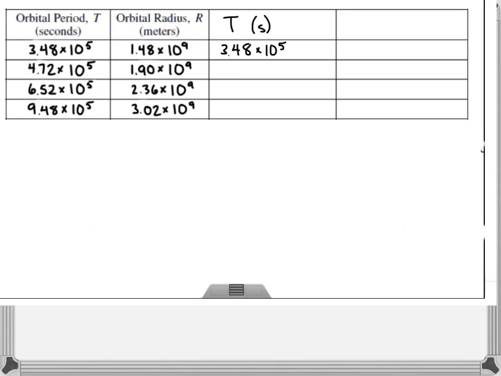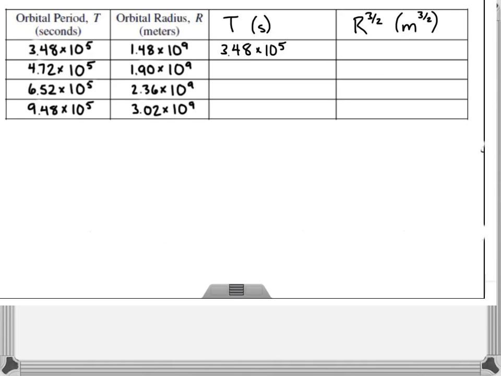I'm going to skip the rest of those because I want this video to be fairly short. And what we want to plot versus that is r to the 3/2 power. When you take a distance to the 3/2 power, you have units of meters to the 3/2 power. That's an awkward unit, but that's the unit we need to use when we're talking about length to the 3/2 power.